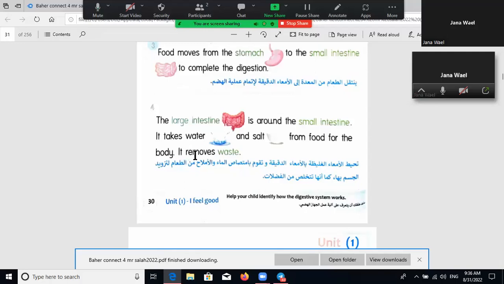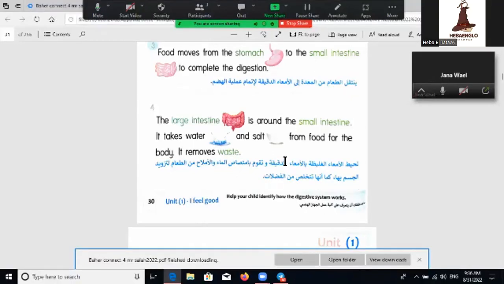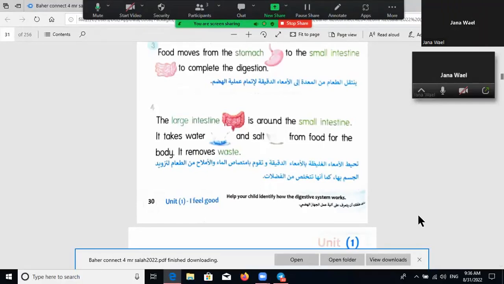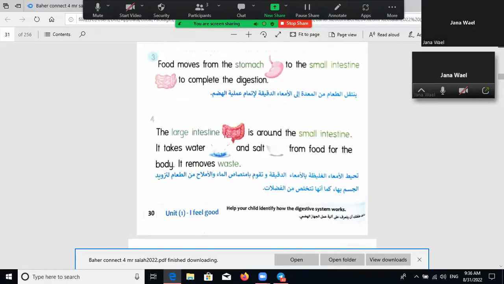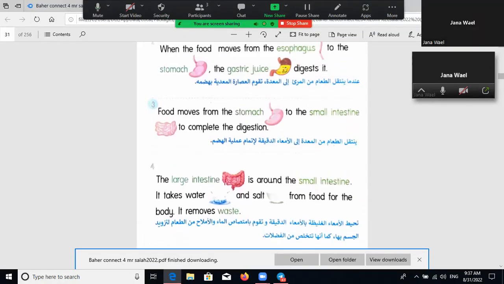Okay. Number 1, this is the first job: it takes water and salt from food for the body. The second job, it removes waste. Where is the large intestine located? Around the small intestine. Okay. What is the job of the gastric juice? To digest food. Okay.